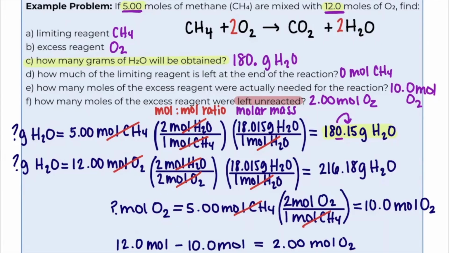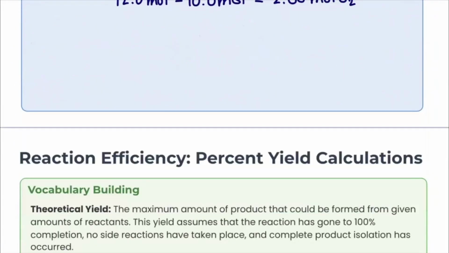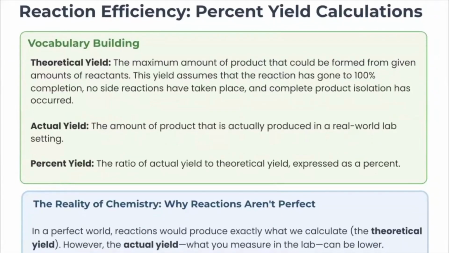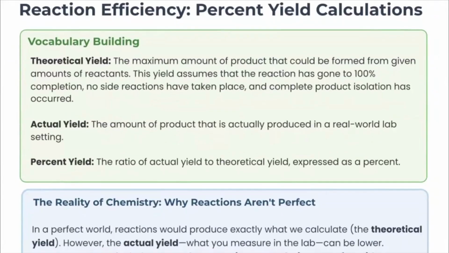But anyways, now let's go ahead and talk about percent yield because it connects directly to limiting reagent problems. And hopefully things will start making a little bit more sense here. So the formula for percent yield is actual yield divided by theoretical yield times 100. But what is theoretical yield? Well, the theoretical yield is the amount of product you should theoretically get in a perfect world.